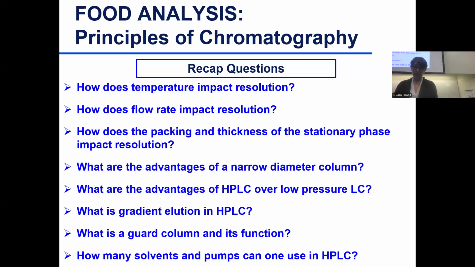So what is the function of a guard column? By its name, what is it doing? Is guarding the column from what, Lukman? You're looking at me smiling. What are we guarding the column from?